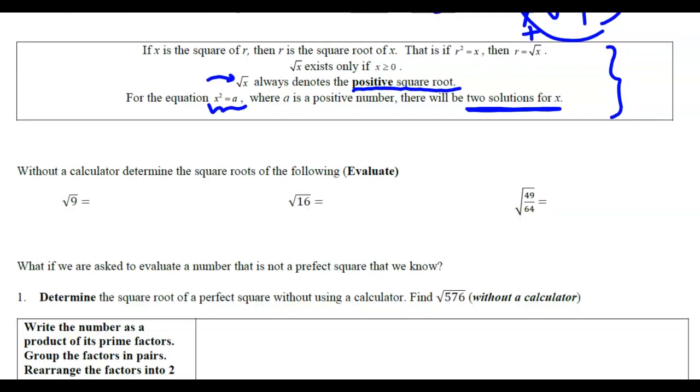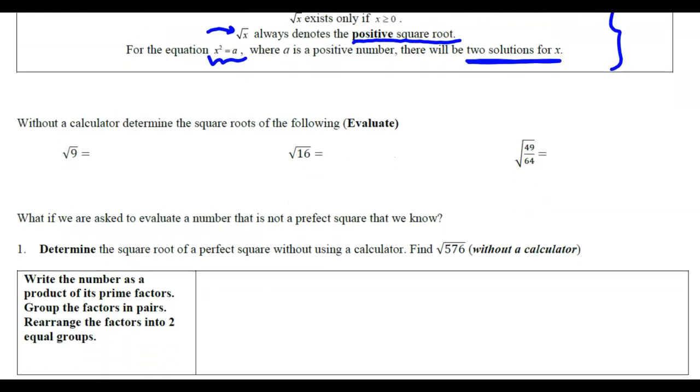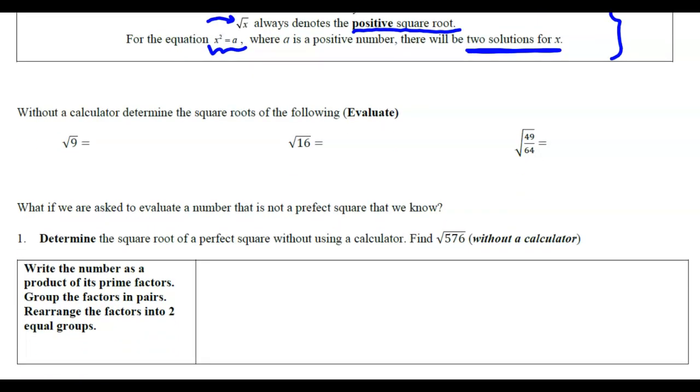Okay, so you write in the answers to the next ones. Don't use a calculator. Use your memory. Root of 9, root of 16, and what do you think root of 49 over 64 is? So just write them in on your paper.